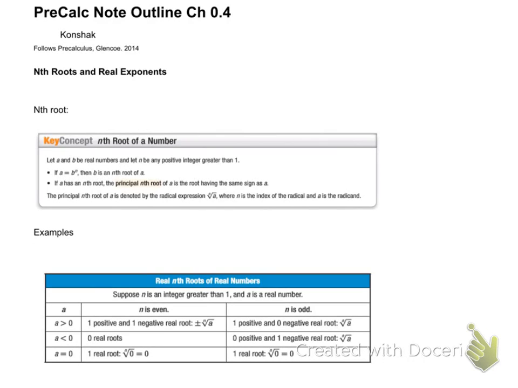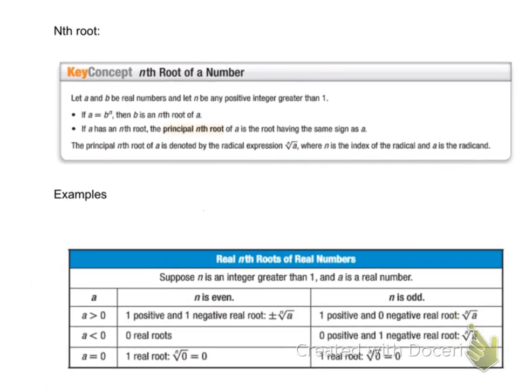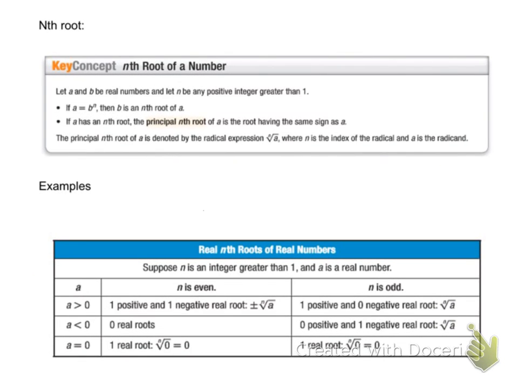Precalc chapter, point 4. It's the nth roots and real exponents. So the nth root box, as we have on the screen, is a little bit smaller than maybe we would like. Let me see if I can move this a little bit closer. That's about as big as it's going to get here. Again, you can look this up in the outlines on Haiku.